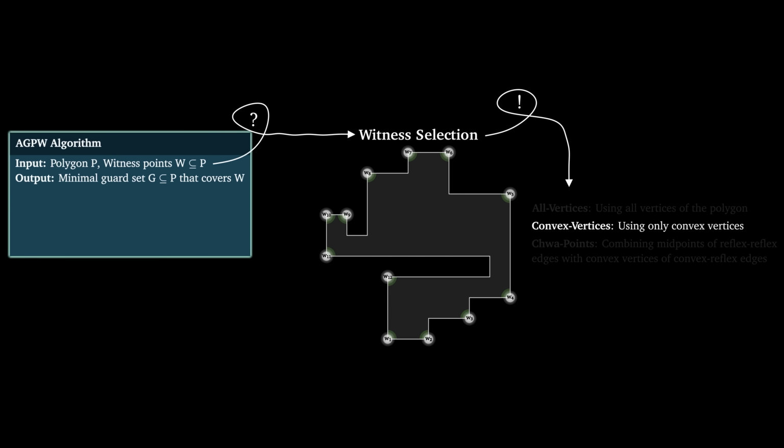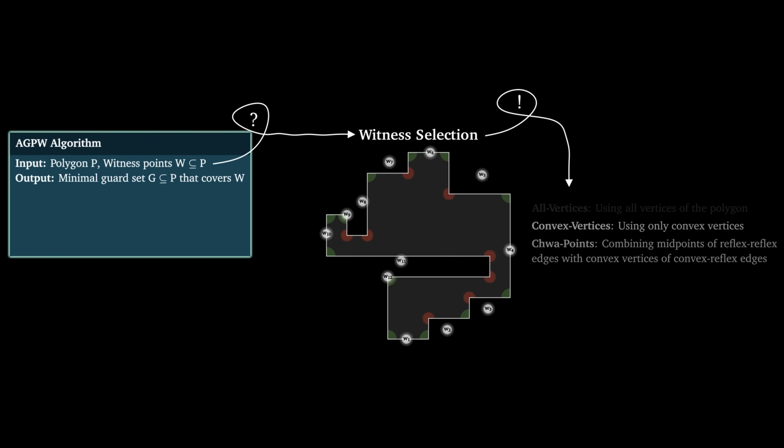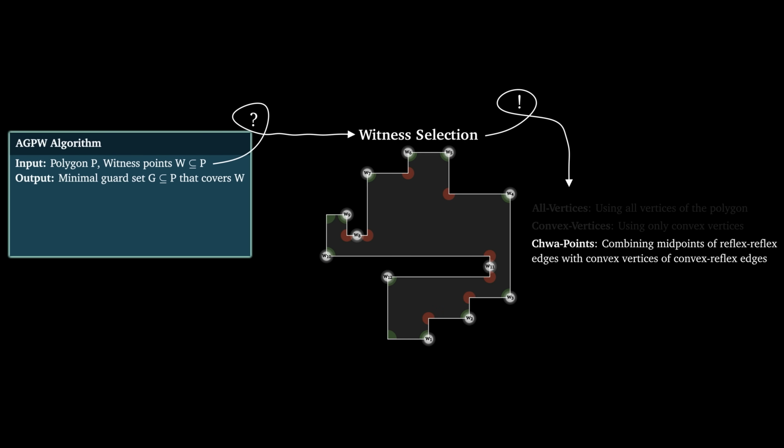Now if you really want to get the best out of your algorithm, you should use so-called Chvátal points, named after the mathematician Vašek Chvátal. According to the paper, the usage of these points resulted in the best practical performance. And the idea behind their construction is very simple. On the one hand, you take all midpoints between pairs of reflex vertices. And on the other hand, whenever you have an edge connecting a convex and a reflex vertex, you simply take the convex vertex of that edge.